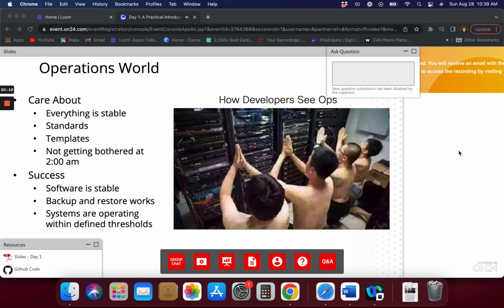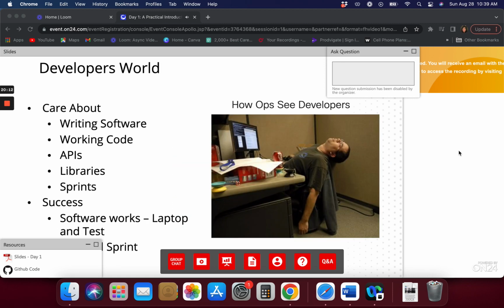Now, if we look at how developers operate, their key thing is obviously writing software. They want working code. They want to know what APIs they have access to and what libraries they can use to simplify their build. They want to be successful in finishing their sprints if they're following an agile methodology. Their idea of success is software that works on the laptop and in test. They get it to build successfully, finish their sprints on time, and move on to the next thing.